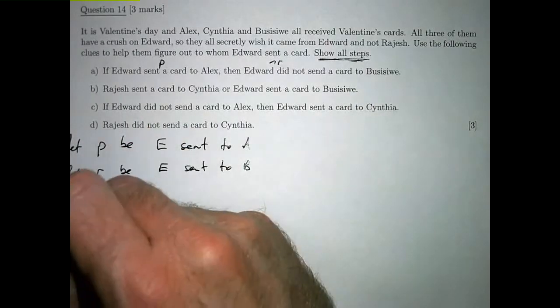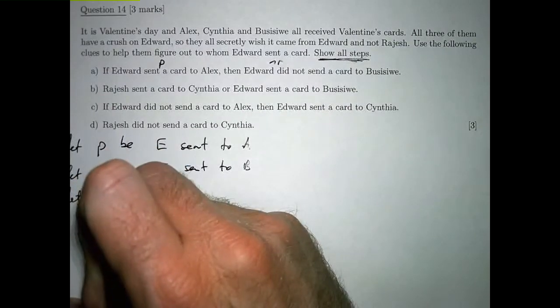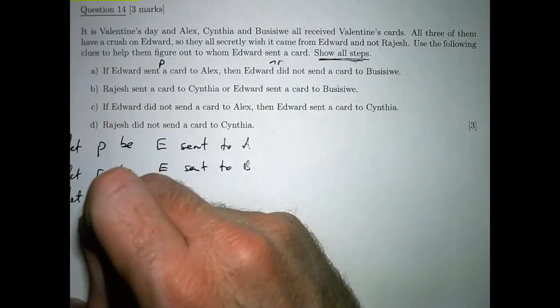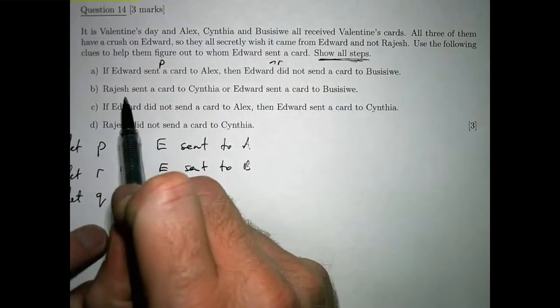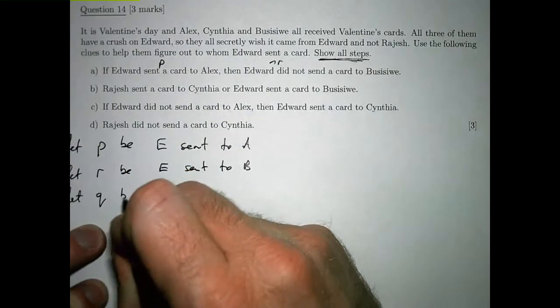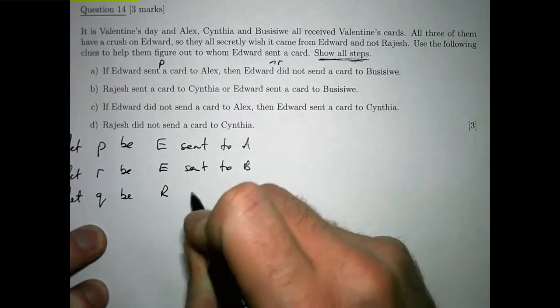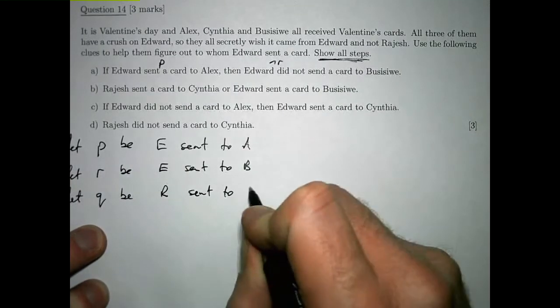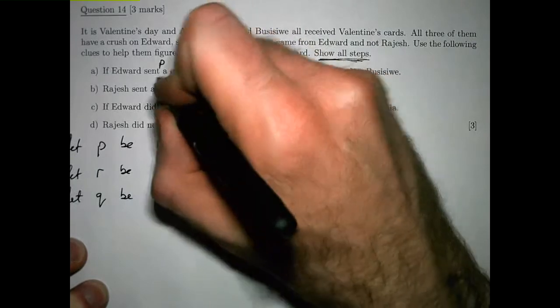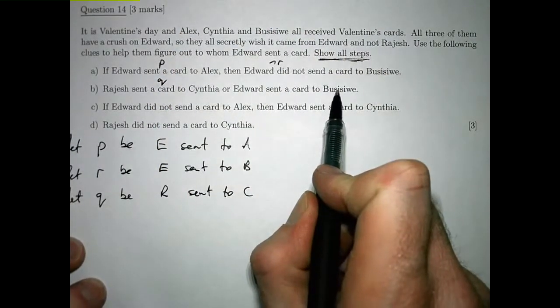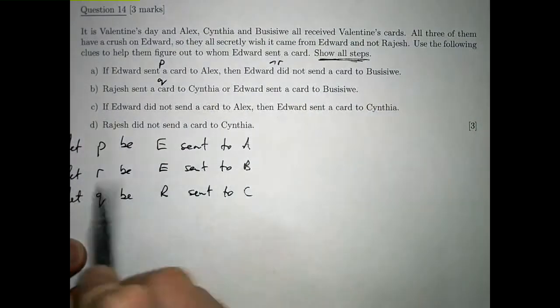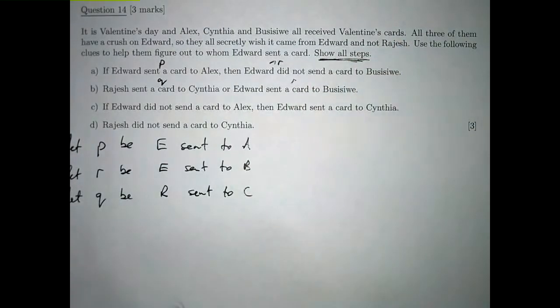B, Rajesh sent a card to Cynthia. We don't have something for that yet, so let's let Q be Rajesh sent a card to Cynthia. I've done it in a funny order, but that doesn't really matter. That's going to be Q. Or Edward sent a card to Busisiwe. Well, we've already got something for that: Edward sent to Busisiwe, so that's R over there.